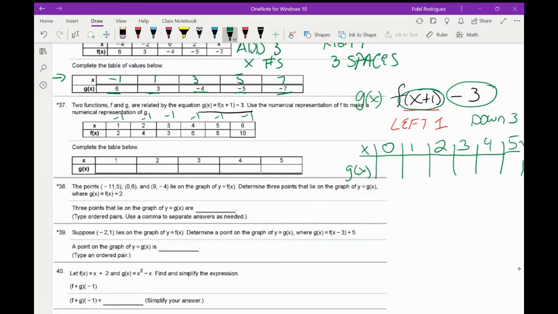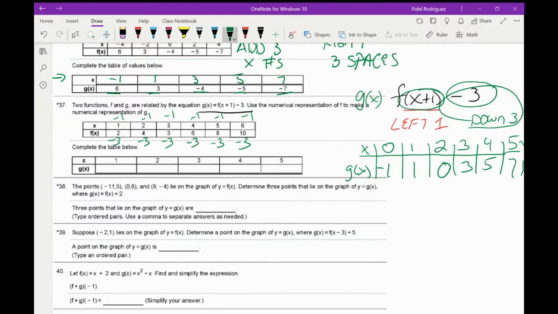Okay. And then I'm going to go down 3. So I'm going to subtract 3 from each of those numbers. So 2 minus 3 is a negative 1. 4 minus 3 is a 1. 3 minus 3 is 0. 6 minus 3 is 3. 8 minus 3 is 5. And 10 minus 3 is 7.